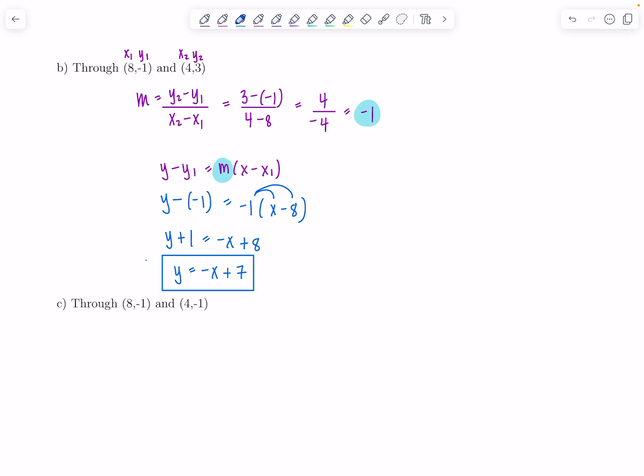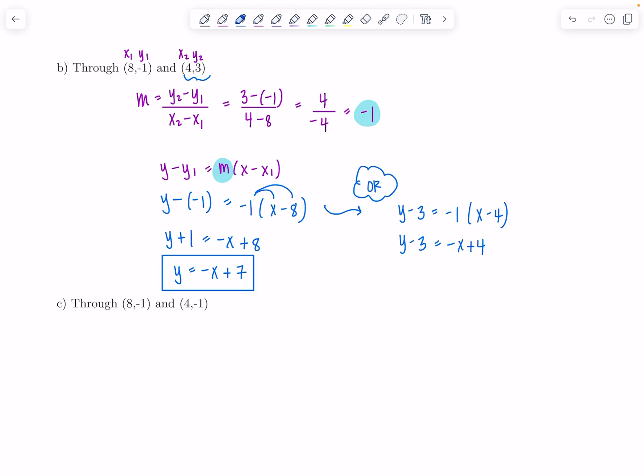Okay, now if you were concerned and you would have rather used 4, 3, have no fear. You would have gotten the same answer. So let's just confirm it for you guys, just this one. So we have y minus 3 equals negative 1 times x minus 4. The m doesn't change, right? Just the points. So y minus 3 is negative x plus 4.